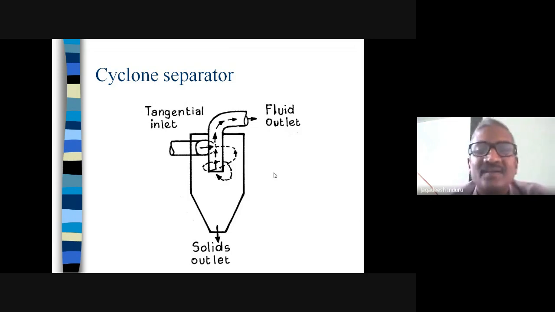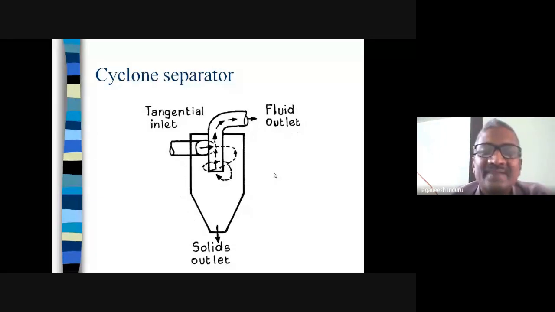In CPAT, you will be asked the question: name the equipment which works for the separation of powders without using a sieve or screen. That means you can write cyclone separator, where sieve and screen are not there, but you are able to separate into two fractions.